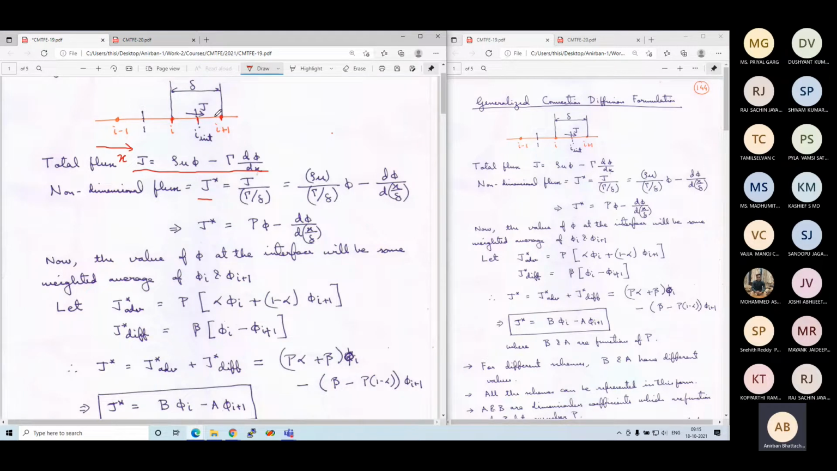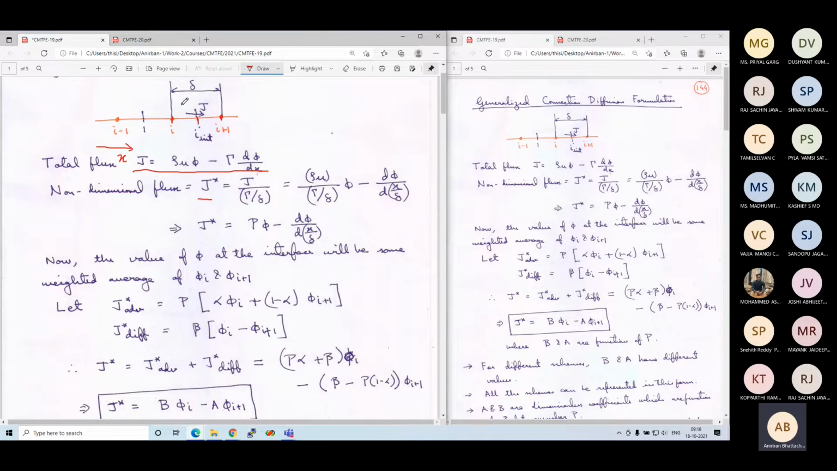So if the flow rate is high, I will have a higher weightage. If the flow rate is from this direction and very high, I plus 1 will have a high weightage. If the flow rate is very small, then I and I plus 1 will have equal weightage due to diffusion. Okay. So anyway, it is some form of average of phi I, the value of phi at the ith grid point, and phi I plus 1. Some form of average of these two.